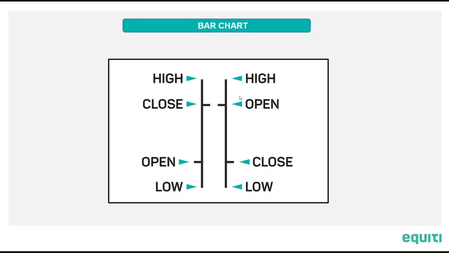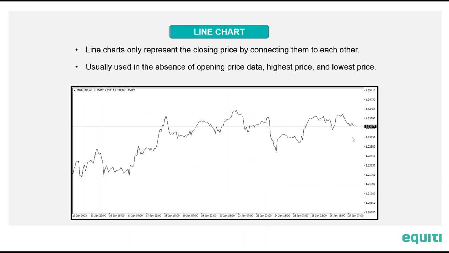So again, like I mentioned, when you open the chart, you are going to see the close, the open, the high, and the low. And some traders may prefer to use line charts, but the most common use is the bar chart, definitely, because you can read them even better and you can identify, like I mentioned, the high, close, low, and open. Line charts only represent the closing price by connecting them to each other, and they're usually used in the absence of opening price data, highest and lowest prices as well.